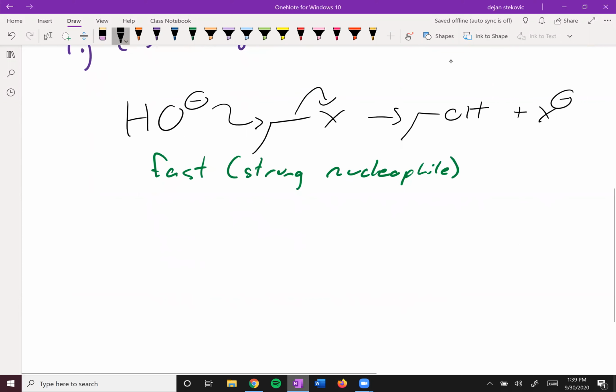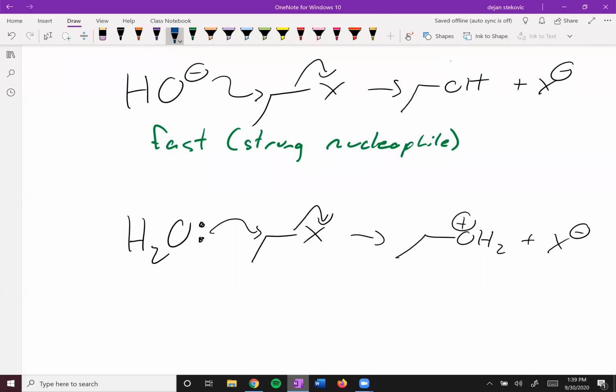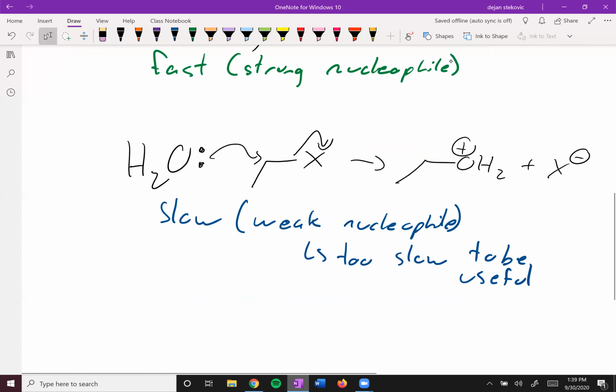However, on the other hand, instead of hydroxide, if you had just neutral water acting as a nucleophile, this is going to be very slow because water is not a good nucleophile because it doesn't have this charge. So we'll just say weak nucleophile. Right, in this case, this is too slow to be useful from an SN2 perspective.